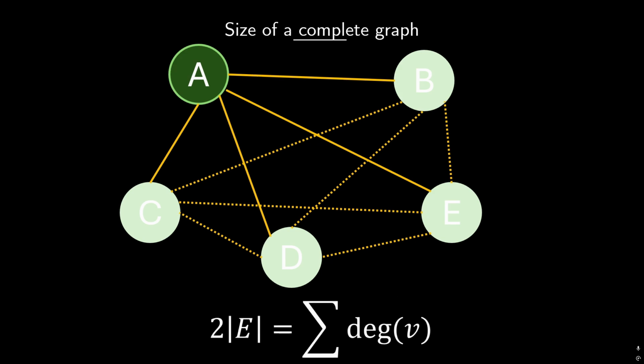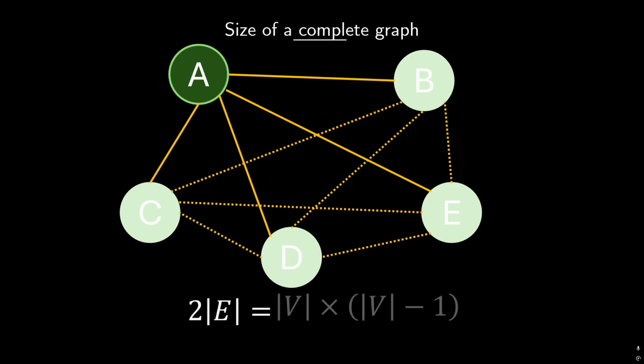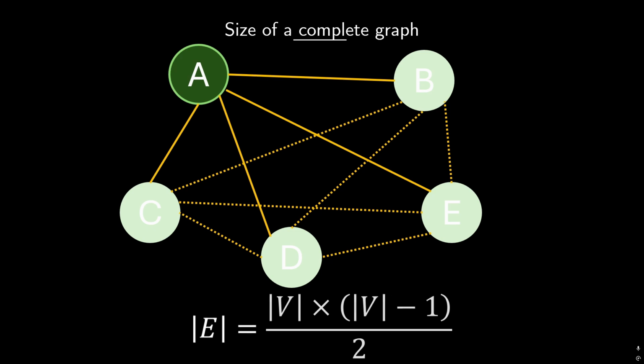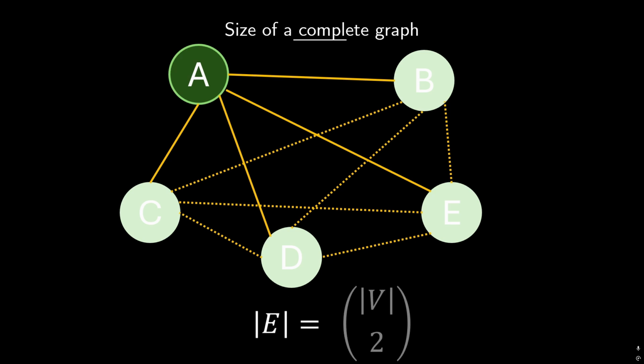The handshake lemma again says that 2 times E is the sum of degrees. If we know that the degree of every node is V minus 1, how many times are we summing up this value? There are V nodes, so we're summing up V times. So this is V times V minus 1. And then if you just shift the 2 over, this becomes E equals V times V minus 1 divided by 2. But hey, that's also just V choose 2.